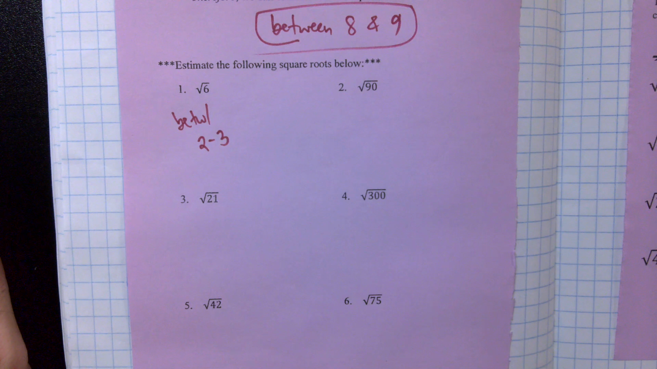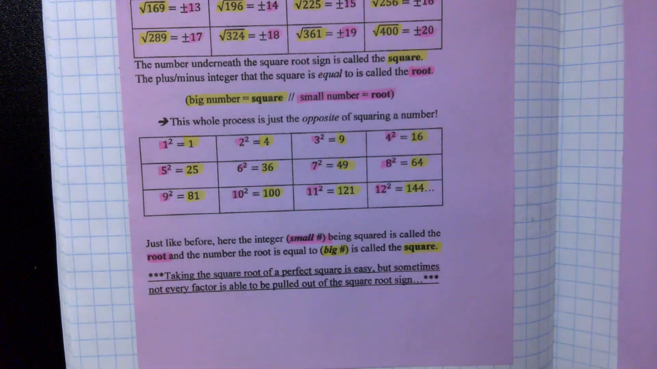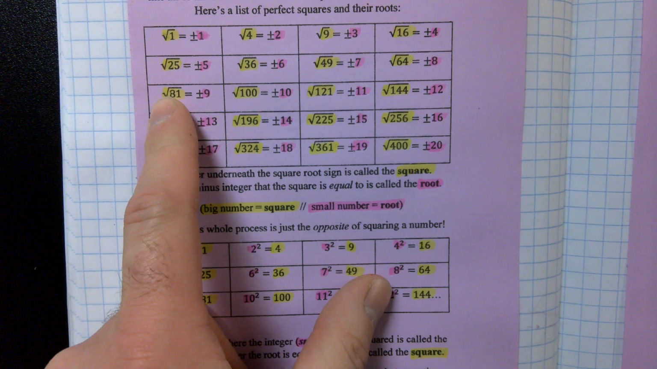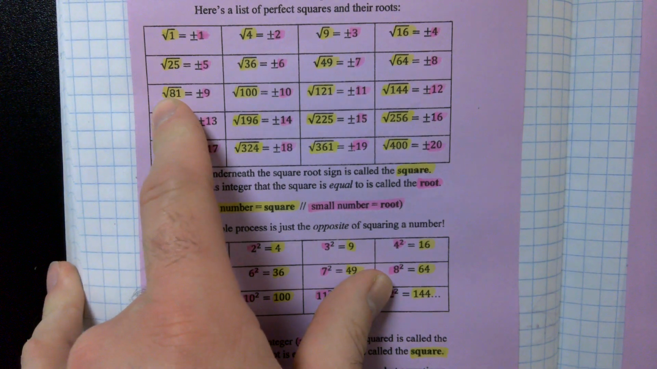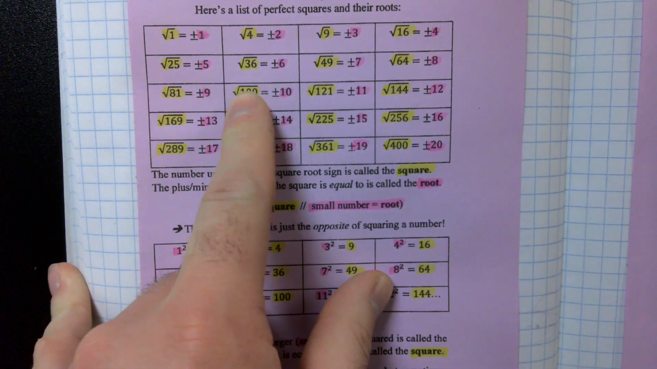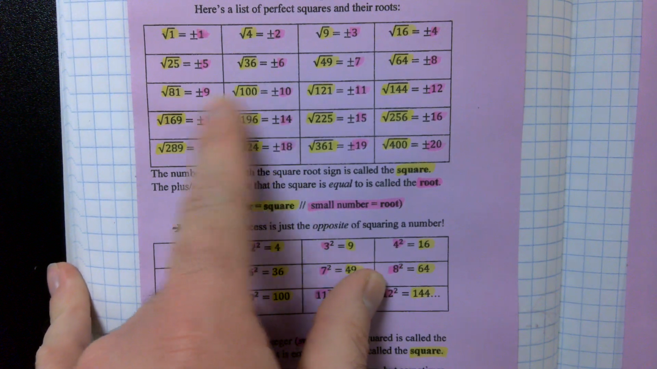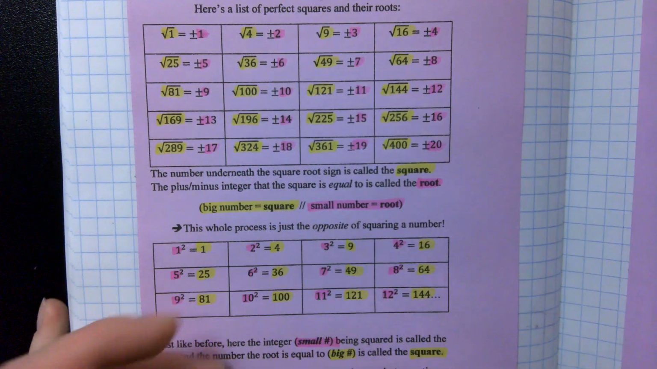What about square root of 90? What's the closest perfect square to 90? If I'm looking at my chart, probably 81, right? Yeah, great job. Thank you, Alyssa. 81. Is it more than 81 or less than 81? More, okay, so it's going to be in between here. What's my answer going to be if I fall in between these two boxes? Between 9 and 10.